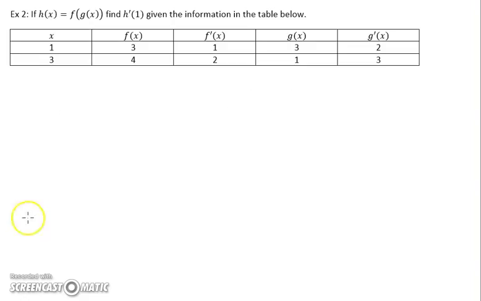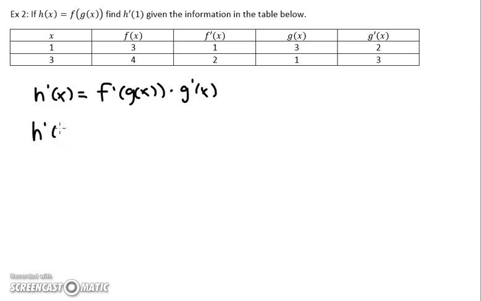Just like with product and quotient rules, AP is going to like to ask questions with tables. So if h of x equals f of g of x, find h prime of 1 given the information in the table below. h prime of x is going to be equal to, well, this is just the definition of chain rule: f prime of g of x times g prime of x. They want to know what happens when we plug 1 into our derivative, so we're looking at f prime of g of 1 times g prime of 1.